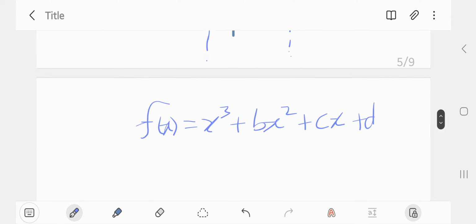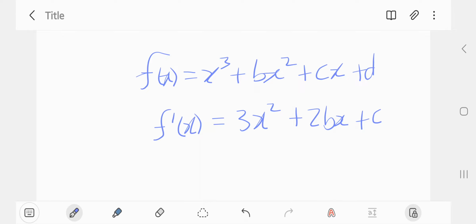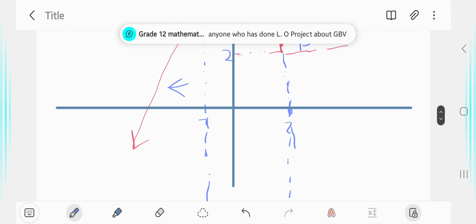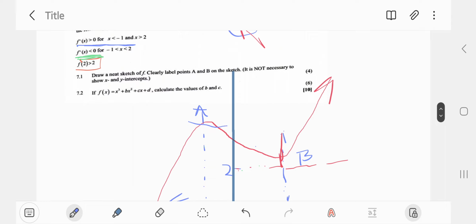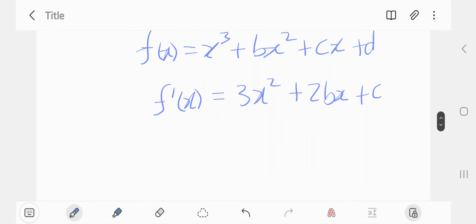So understanding that f prime of x, which is the derivative, let's just find the derivative first, which is going to be, using the power rule, 3x squared plus 2bx plus c, right? So that's our derivative. And we understand, guys, that at the x values of the turning points, our derivative is equal to 0, right? So let's start with the first one, where x is equal to -1, right?